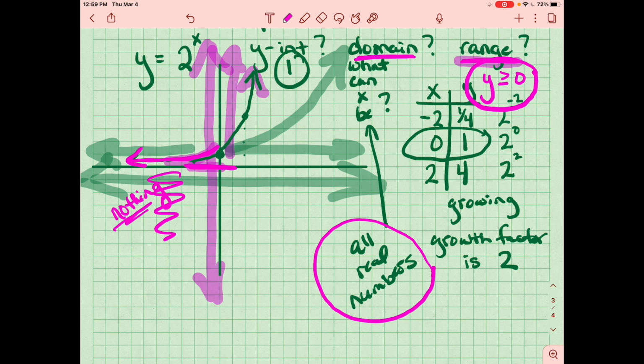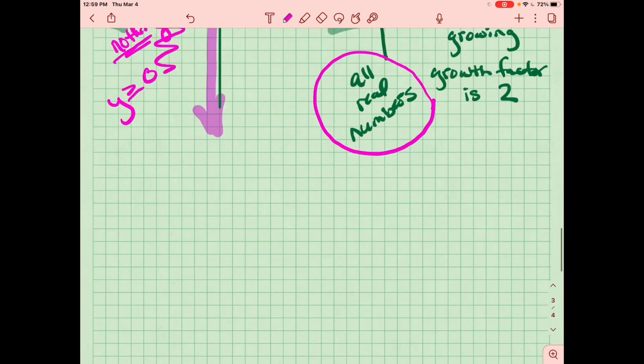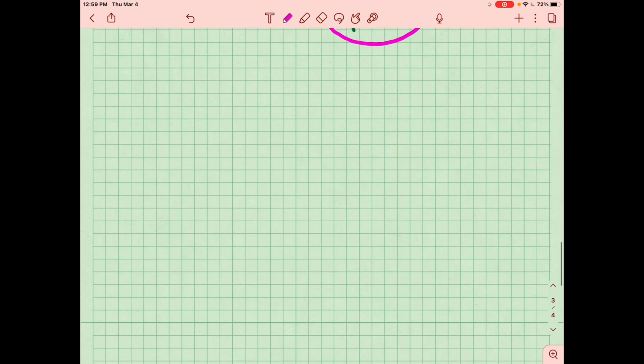And so y has to be greater than or equal to 0. All right, so that's a good example of that one. Let's chat about one that has a fraction in it and maybe a different starting amount. Y equals 3 times 1/4 to the x.